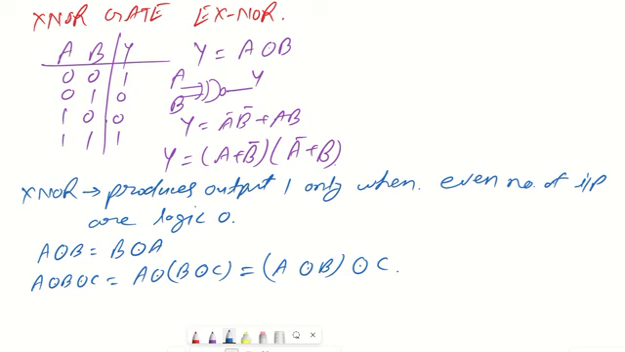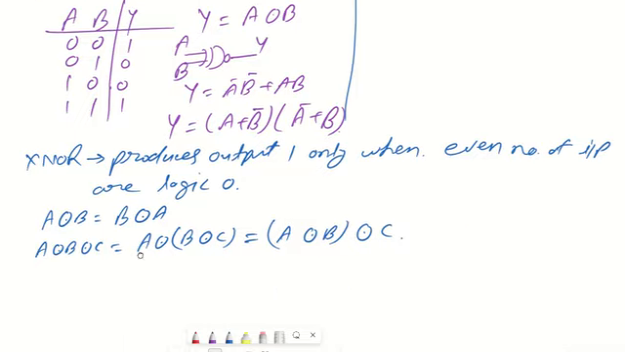Now let us talk about enabling and disabling an input. Let us say this is my XNOR gate, so we have the XNOR gate symbol like this.